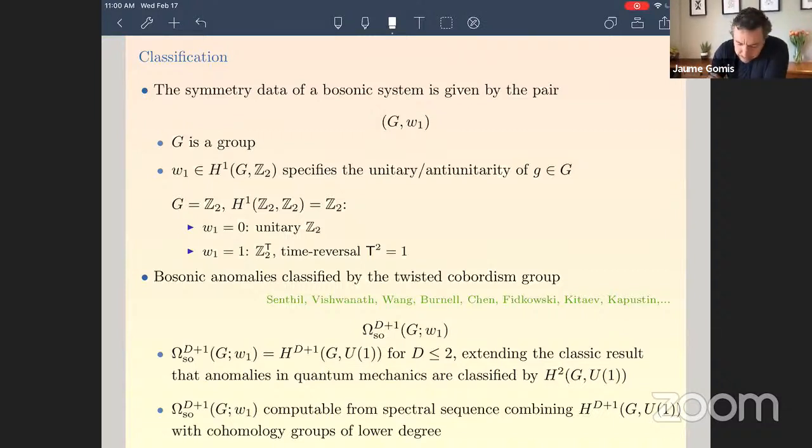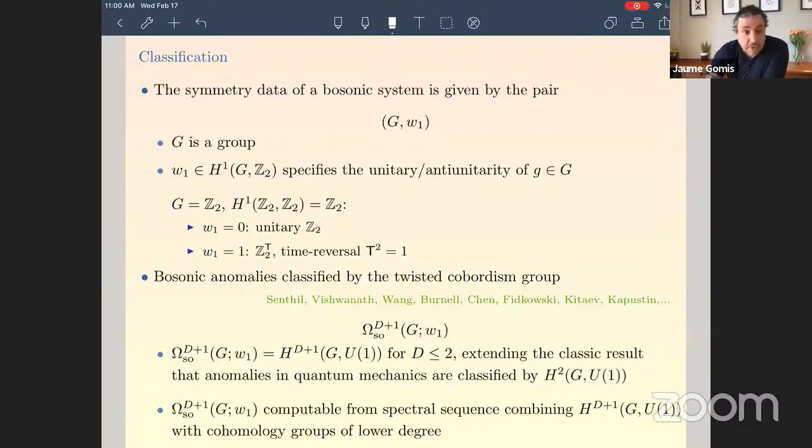The symmetry data of a bosonic system is described by the following pair. You have a G, which is a group, and then this W1, which is a map from the group G to Z2. Physically, that's the statement we know from textbooks, that in quantum mechanics symmetries can be either unitary or anti-unitary. This W1 tells you whether the transformation is unitary or anti-unitary. That's essentially Wigner's theorem.